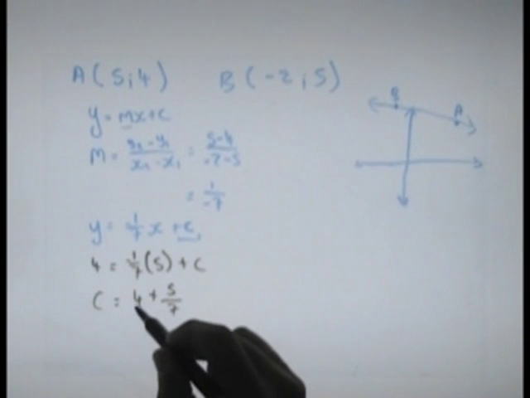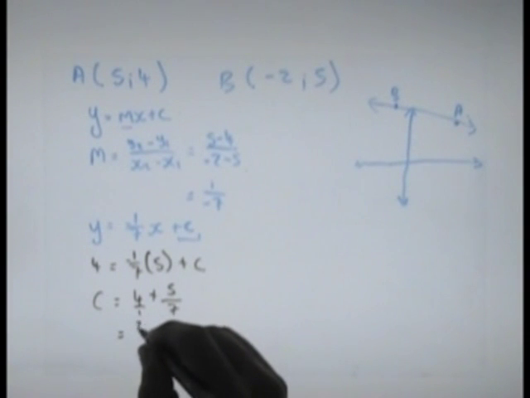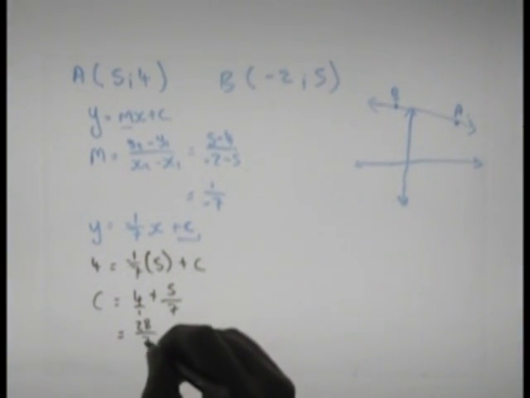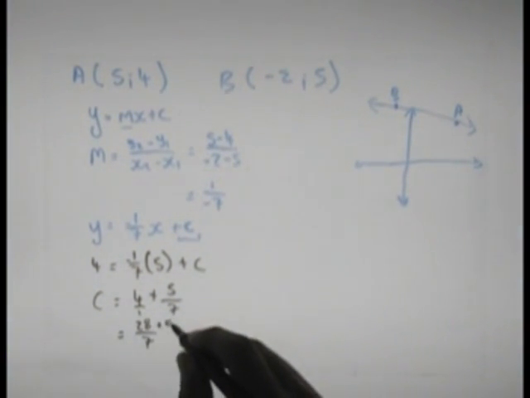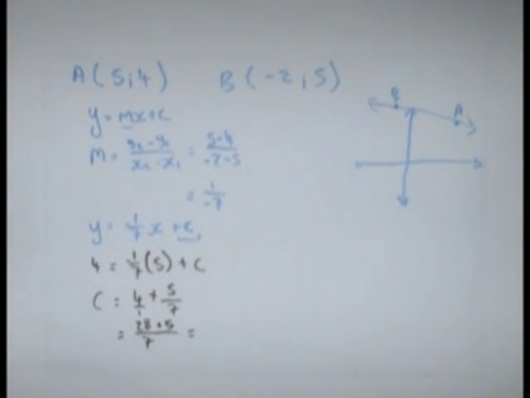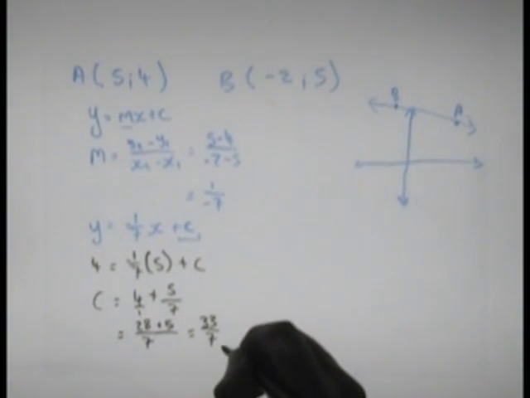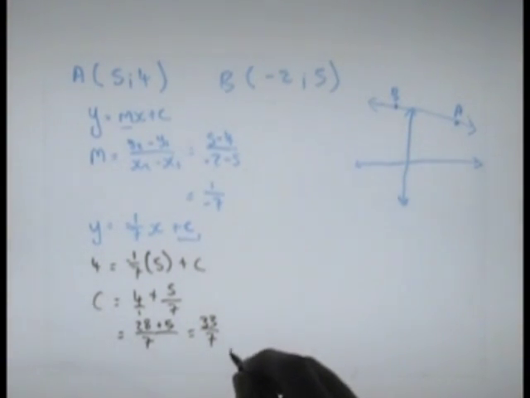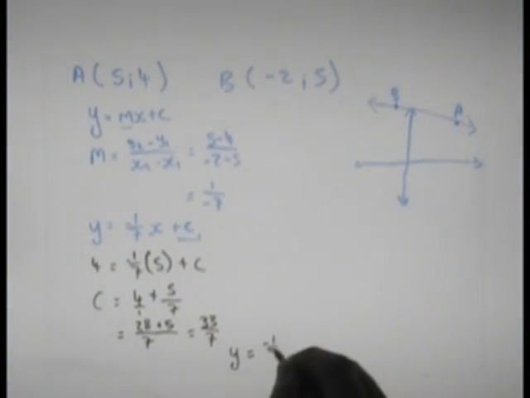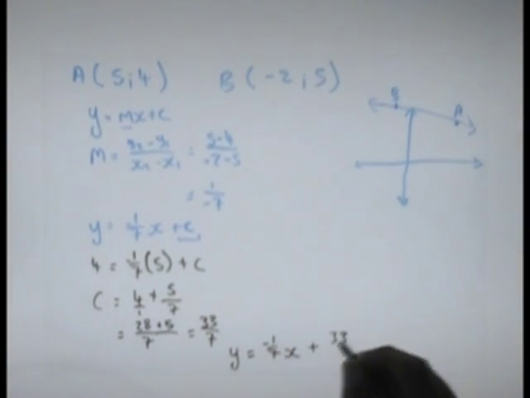Problem is, this is 4/1 plus 5/7. That's the same as 28/7. I just multiplied it by 7. 4 times 7 is 28, plus 5/7, which is equal to 28 plus 5 is equal to 33/7, positive. That means that my equation now reads y is equal to -1/7x plus c, but instead of c it's plus 33/7.